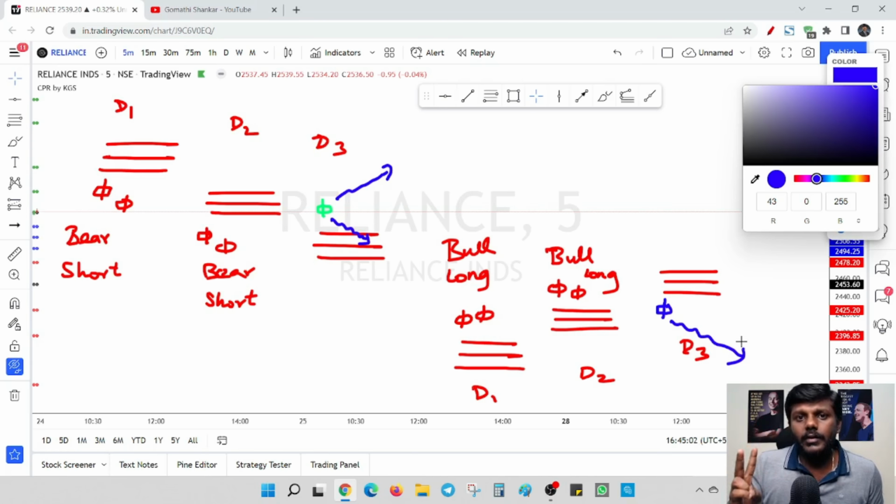Why are we calling this a trend reversal? Because we have an ascending CPR, but the candles are not interested in going up. The candles are trading below the CPR and there is a change in trend. So this is called a trend reversal CPR.